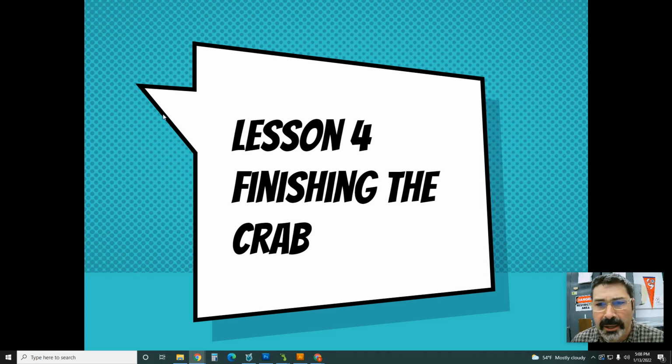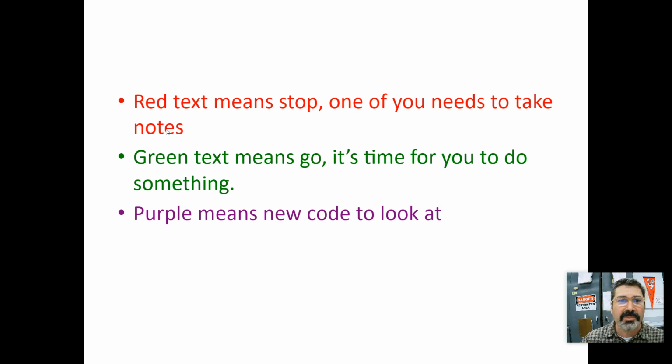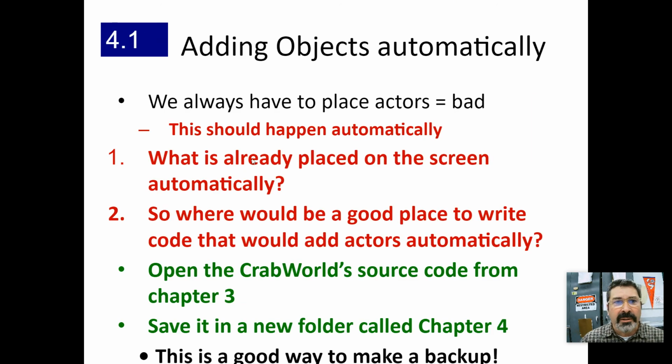All right, ladies and gentlemen, we're going to do lesson 4, finishing the crab. You read through this, you know what that means. We're doing day 1. All right, here's the deal. Unless you did the save the world thing, let's just assume you never clicked the little save the world button. We always have to place the actors. This is bad. We want this to happen automatically or programmatically.